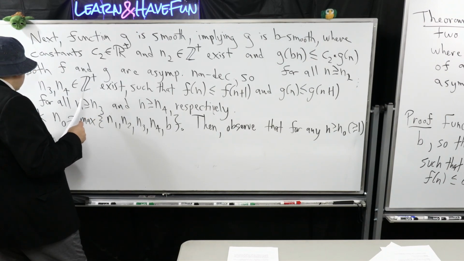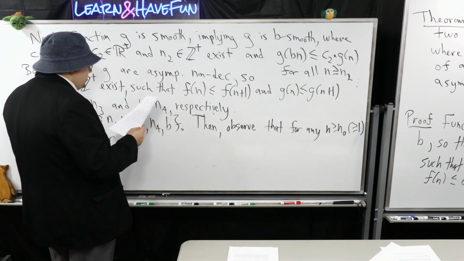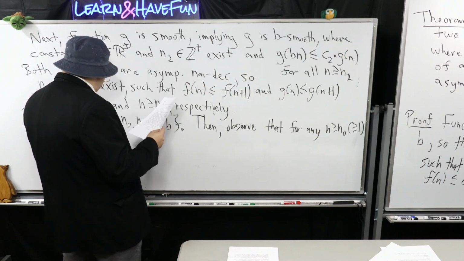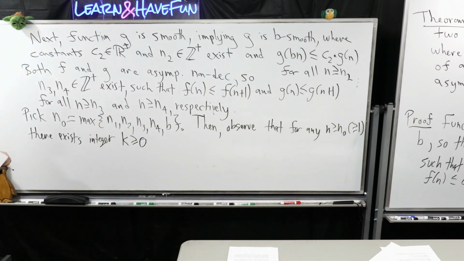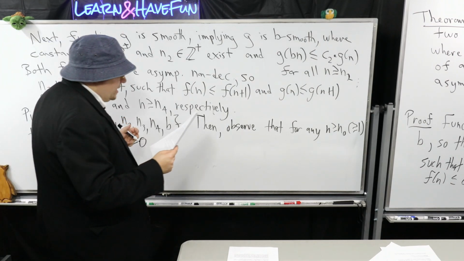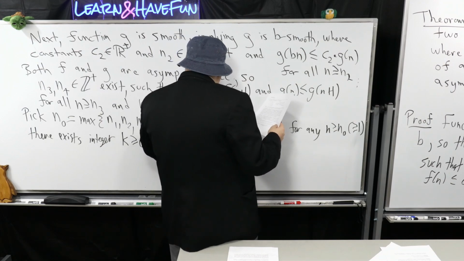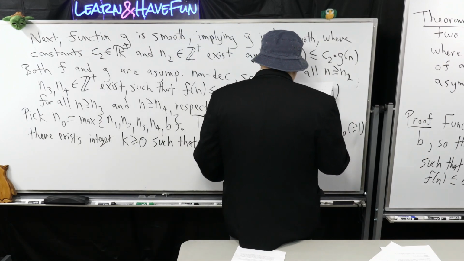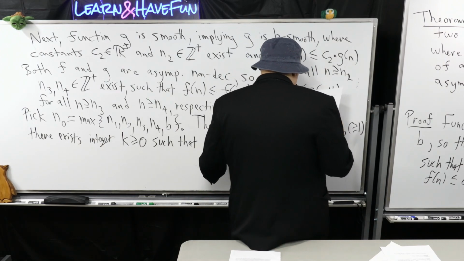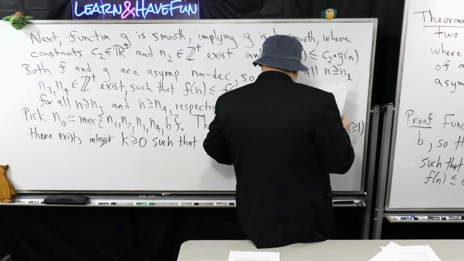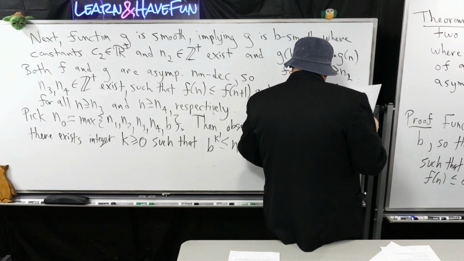There exists an integer k. This is a claim I'm making to you, but I hope it's clear enough where it comes from. There exists an integer k greater or equal to 0, such that I can sandwich things like this: b to the power k, so some power of b, is less than or equal to n. But n has to be sandwiched between this power of b and the next power of b. But this cannot exceed b times n.